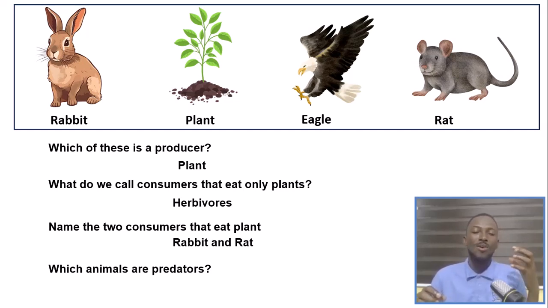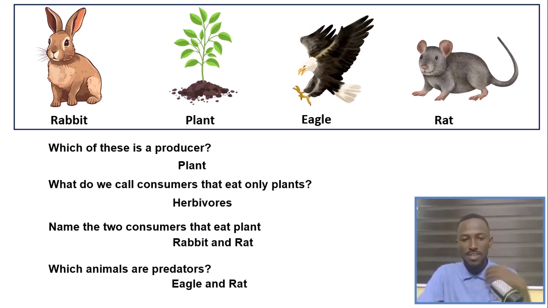So which of these animals we have here is actually or are predators? So we have 2 of them. We have eagle and rat. They can serve as predators. Why? The eagle can actually feed on rabbits and rats. So the rat and rabbits can serve as food for the eagle. And the rat also can eat or feed on the flesh of what? Of the rabbits. So let's keep that in mind.